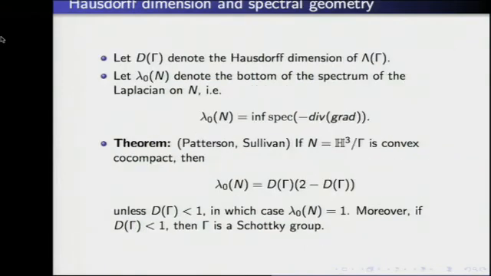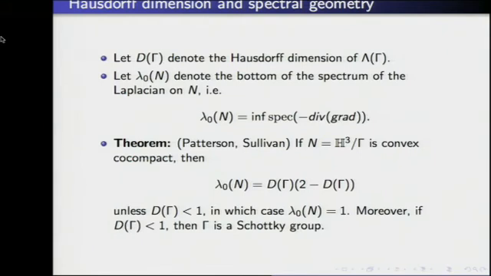Okay, so now I was asked to do Hausdorff dimension, so I had to remind myself things about this, which I worked on 20 years ago, but haven't thought about a lot lately. So let's let d_Γ be the Hausdorff dimension of the limit set, and let λ_0 be the bottom of the spectrum of the Laplacian. So that's the infimum of the spectrum, and my Laplacian is negative div grad. I mean, there's always this confusion with is it div grad or negative div grad.